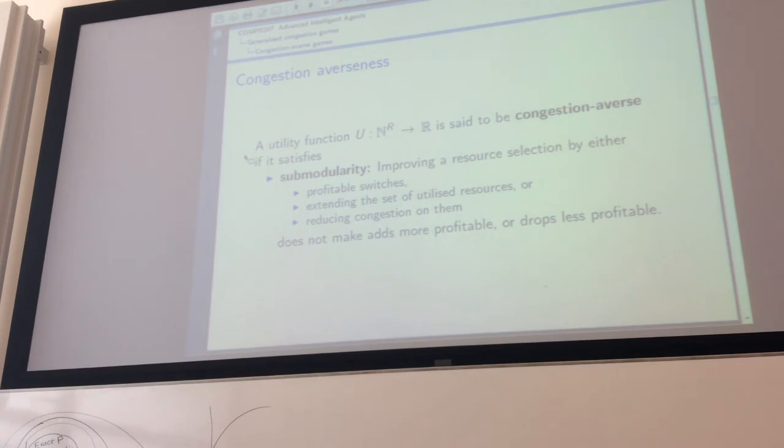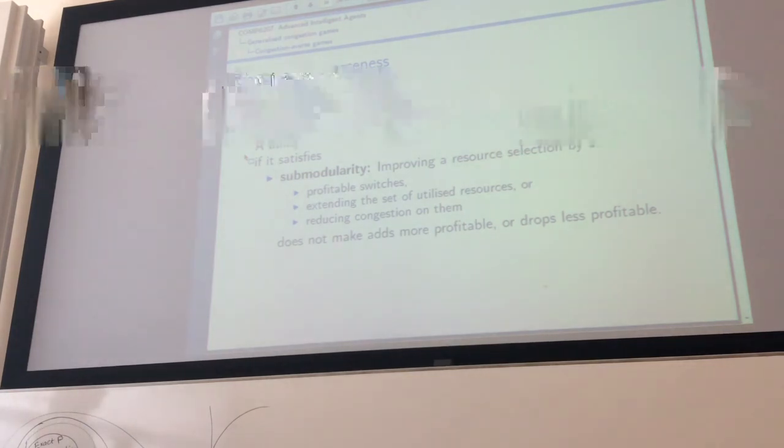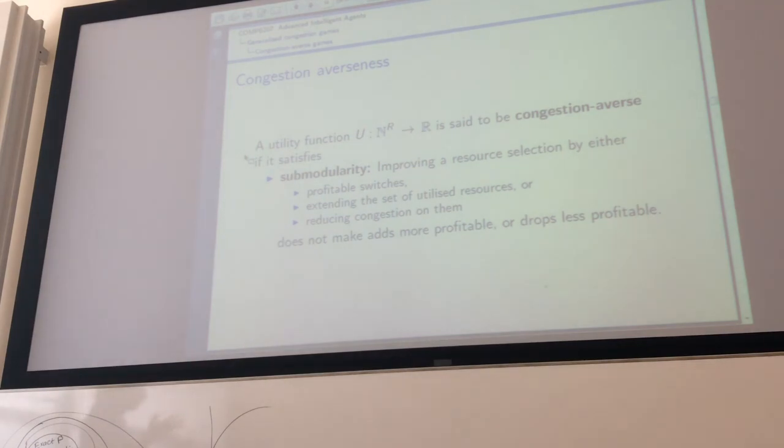Okay. And submodularity, the third condition. So we said the better strategy we have, the less is our incentive to add resources. What do we mean by the better? The better in terms of if we could make profitable switches, we would have made them. Okay, so the quality of the resources that I use is greater than the quality of the resources that I do not use.